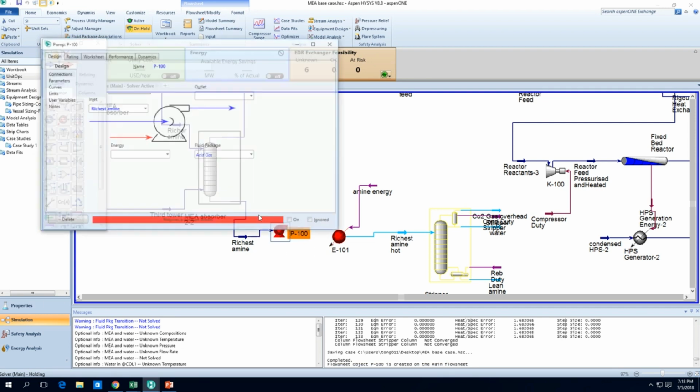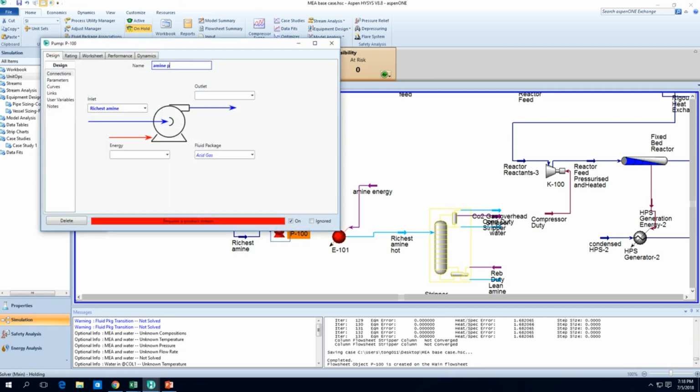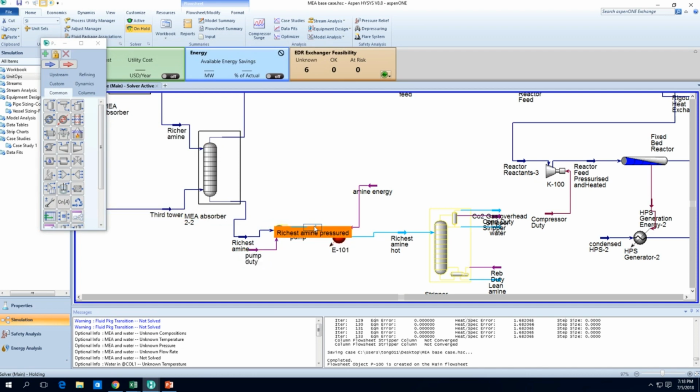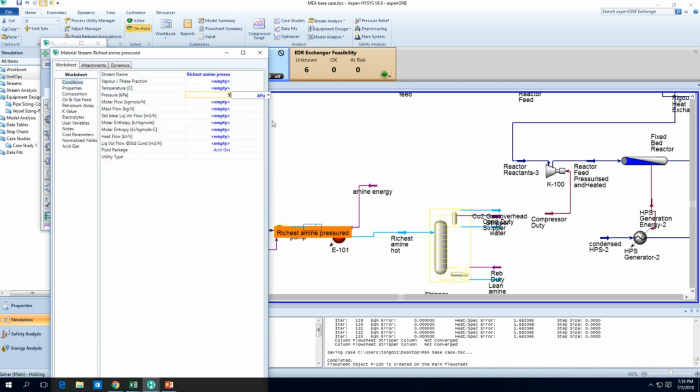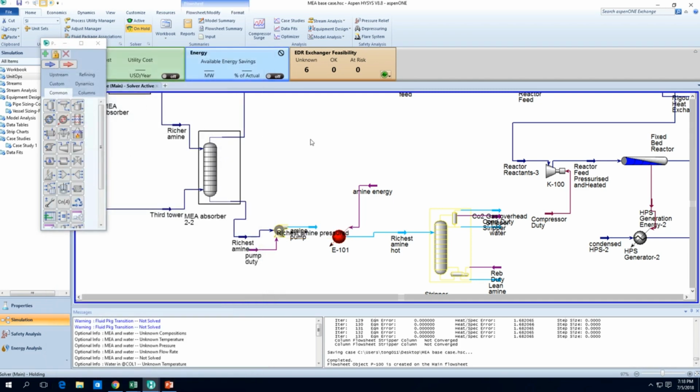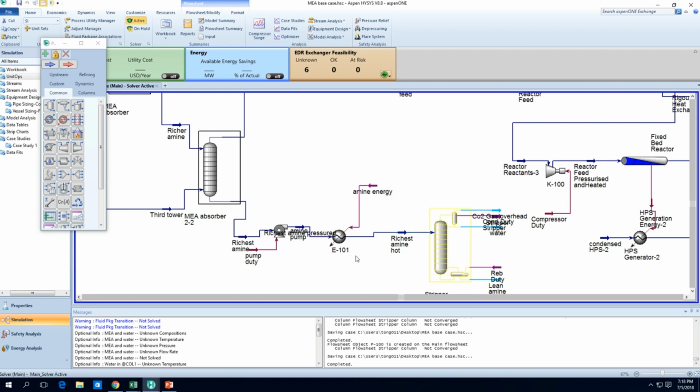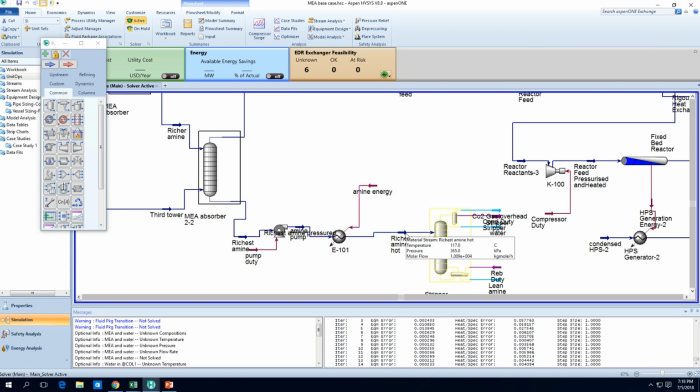So I'm going to use an amine pump. Let's call it amine pump, rich amine pressure, pump duty. There you go. And let's bring it up to about 400 kilopascals. Let's activate it. Let's draw it back to the heat exchanger. Okay, so it's 365 kilopascals now.